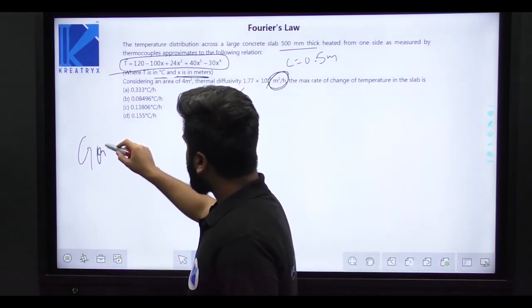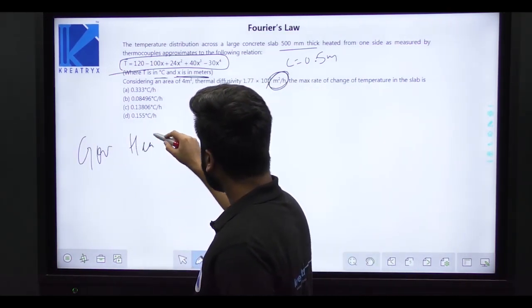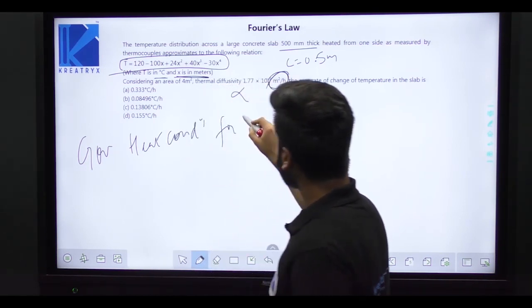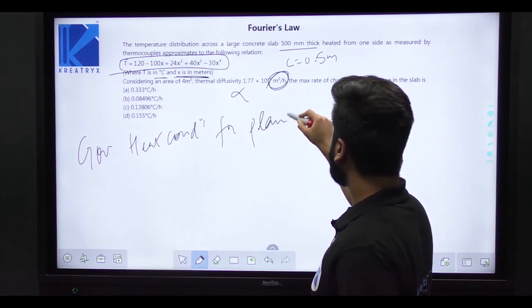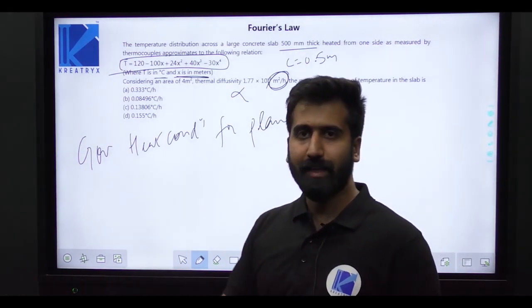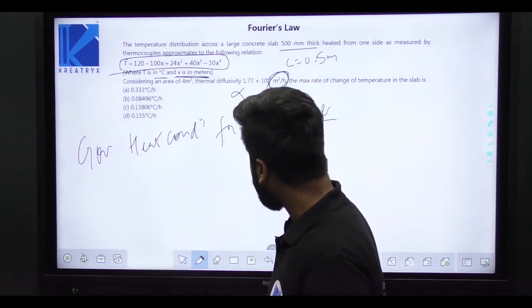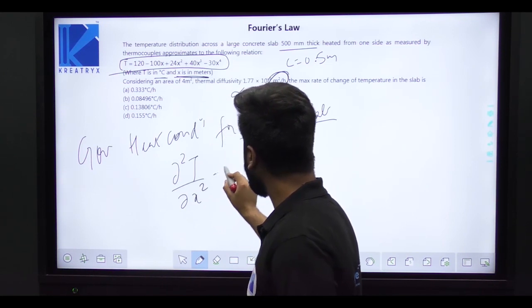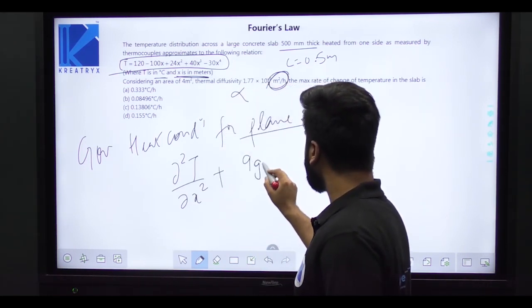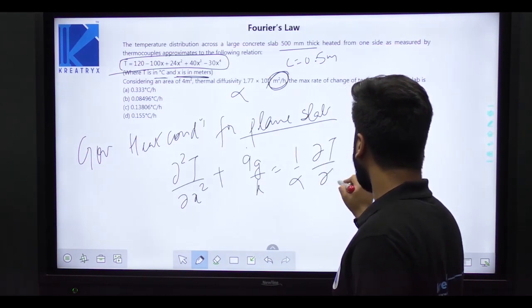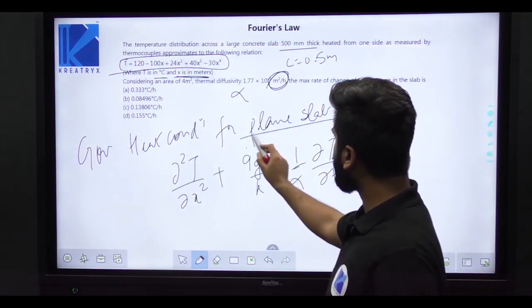So now the governing heat conduction equation for plane slab. We have studied this equation for the sphere, for the cylinder, and now it is for the plane slab. This is ∂²T/∂x² + q̇_G/k = (1/α) ∂T/∂t. Okay, this is in watt per meter cube.